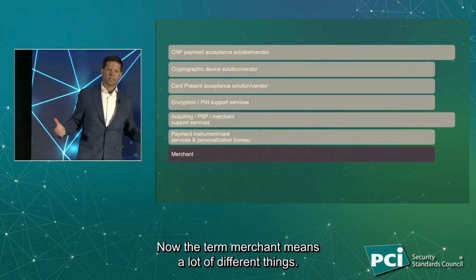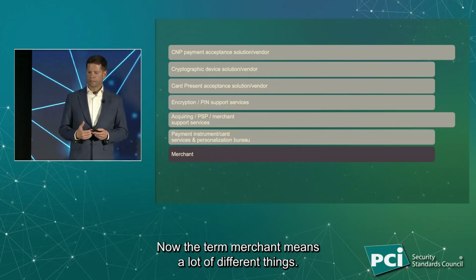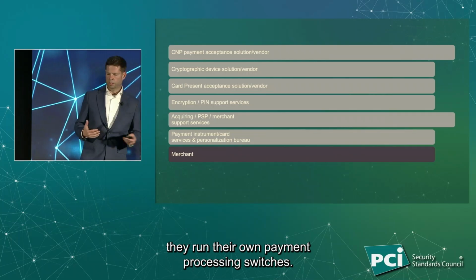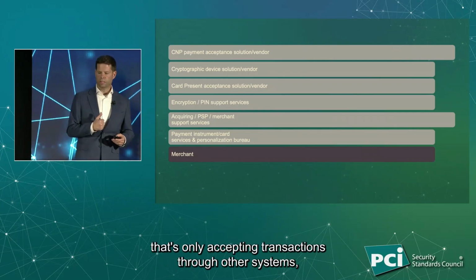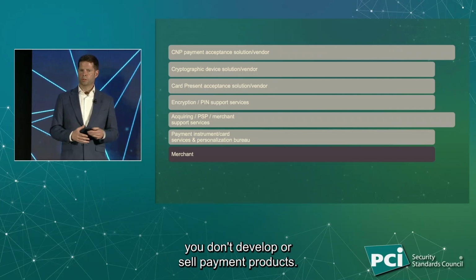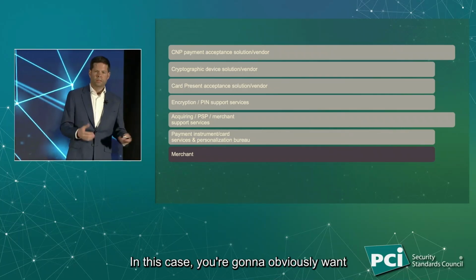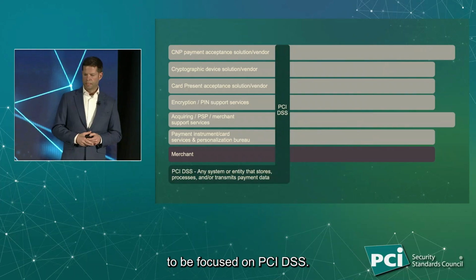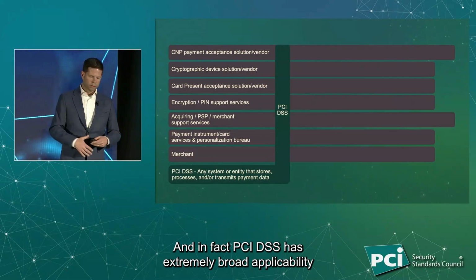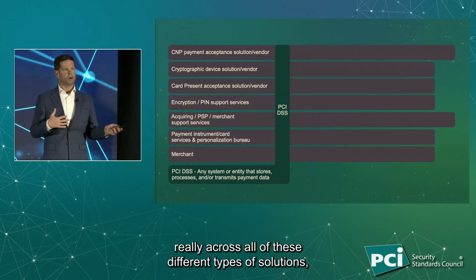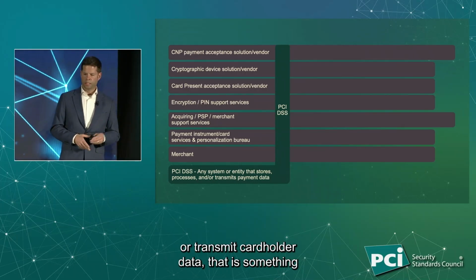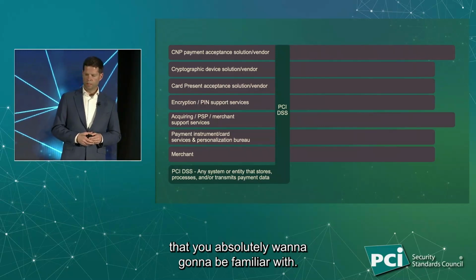And then let's say you're a merchant. Now, the term merchant means a lot of different things. Some merchants write their own software. They run their own payment processing switches. But let's say you're a merchant that's only accepting transactions through other systems. You don't run a switch. You don't develop or sell payment products. In this case, you're going to obviously want to be focused on PCI DSS. And in fact, PCI DSS has extremely broad applicability really across all of these different types of solutions, particularly if you store, process, or transmit cardholder data. That is something that you're absolutely going to be familiar with.